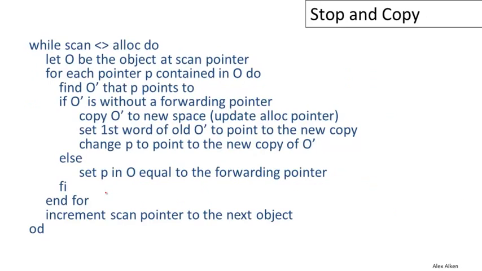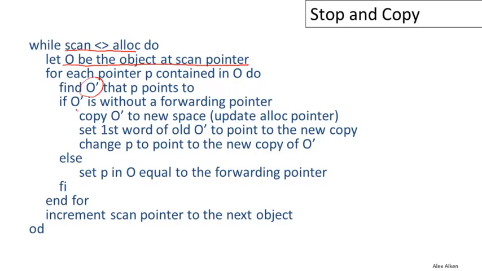Here's a pseudocode algorithm outlining how stop and copy garbage collection should work. So while the scan and allocation pointers are different, remember we keep running until the scan pointer catches up with the allocation pointer and they're equal. What we're going to do is look at the object that is at the scan pointer, we'll call that object O, and then for every pointer P in O, we're going to do the following. We're going to find the object O prime that the pointer points to.